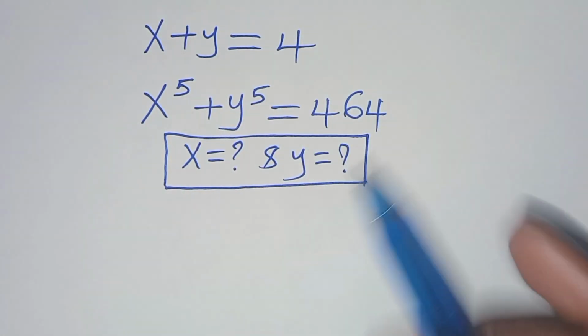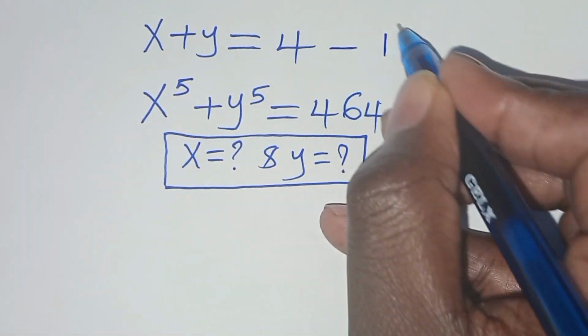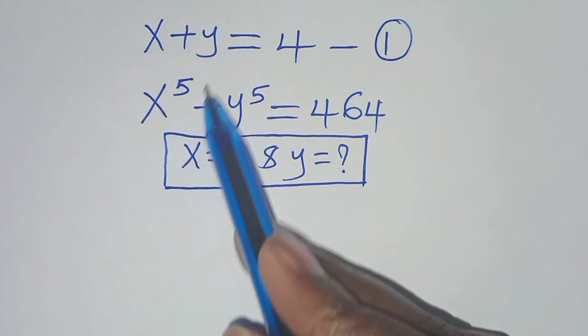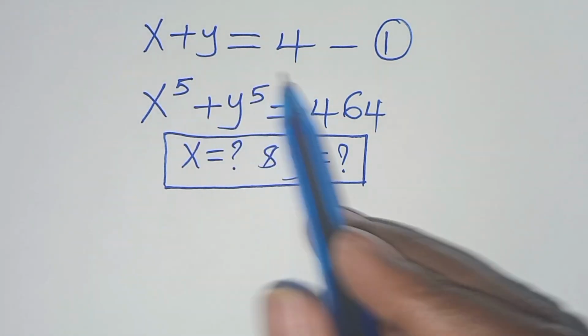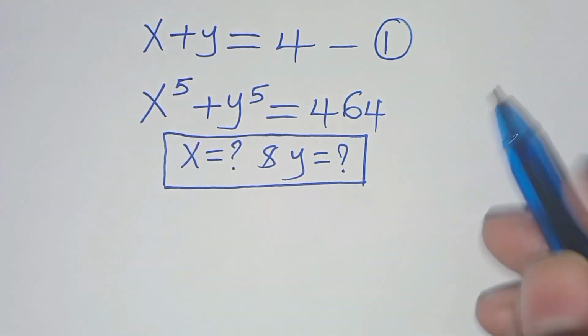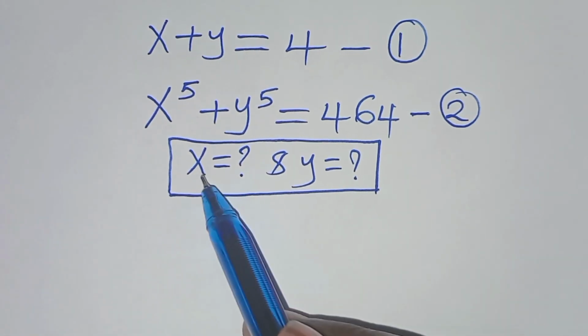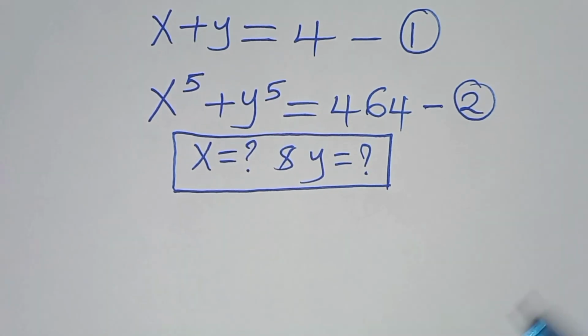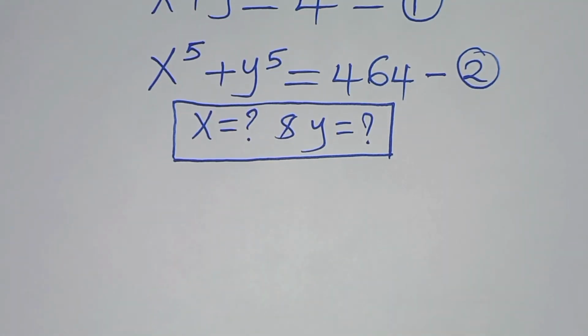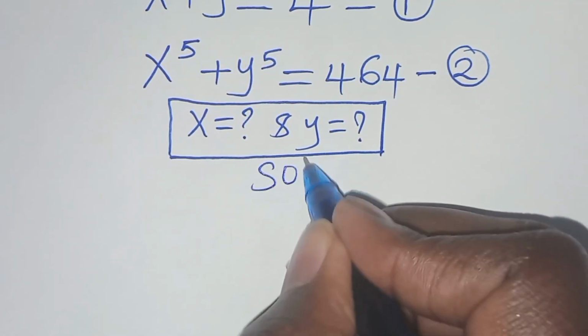You are welcome to solve this nice Math Olympiad problem, which is x plus y equal to 4. Let's call this equation 1. And x to power 5 plus y to power 5 is equal to 464. Let's call this equation 2. What is the value of x and what is the value of y? Now let's provide the solution here.